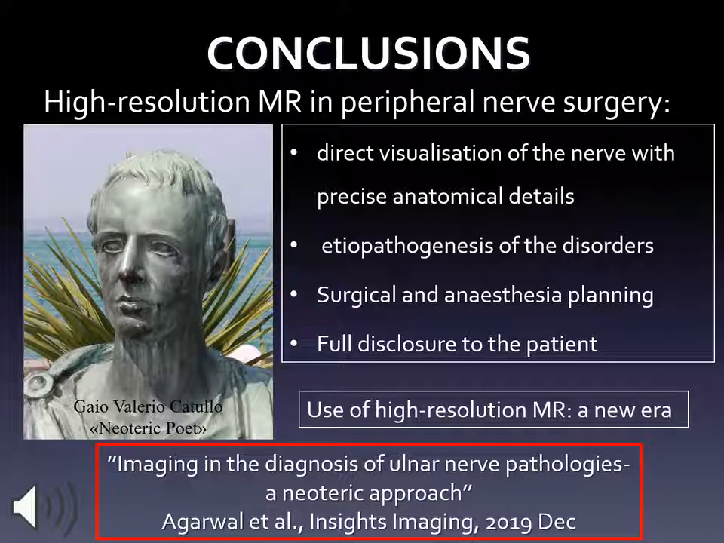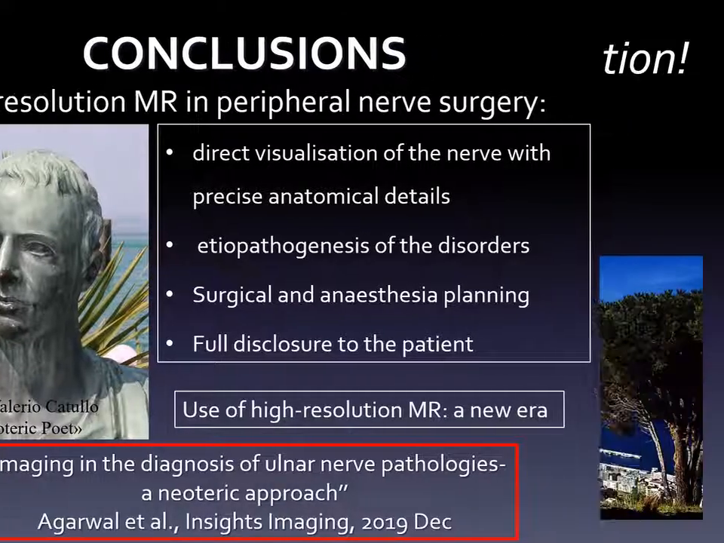In conclusion, advanced imaging is revolutionizing the approach to peripheral nervous system pathologies, driving us towards a groundbreaking and multimodal approach, charming to the new generations, that can be compared, as suggested in this study, to the neoteric approach of the Poetae Novi of the 1st century BC.